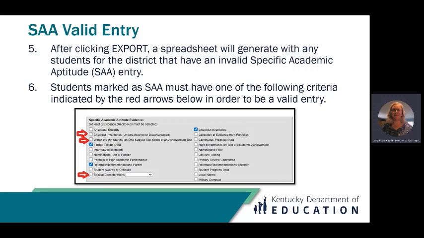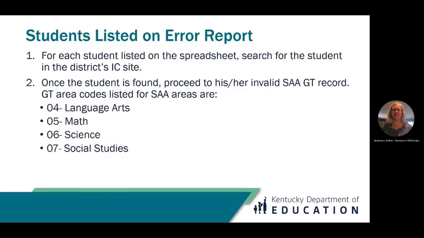The district must check the student folder for documentation, then select the correct box. For each of the students listed on the spreadsheet, search for the student in the district's IC site. Once the student is found, proceed to his or her invalid SAA GT record. The GT codes listed for SAA are as follows: 04 for Language Arts, 05 for math, 06 for science, and 07 for social studies.